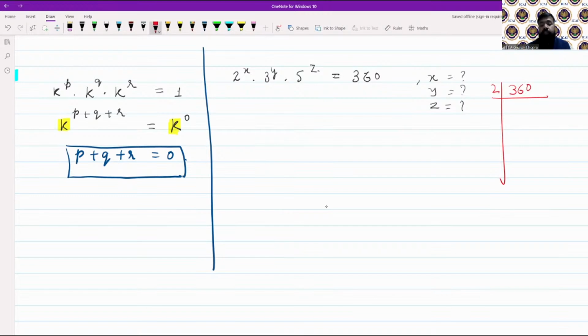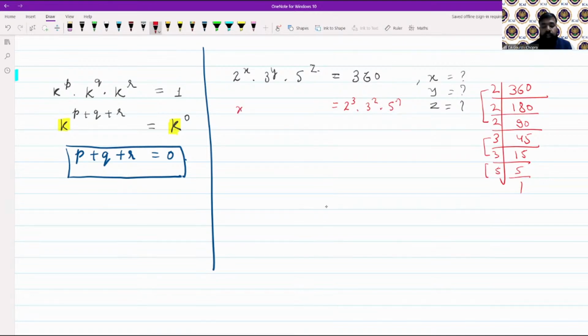Since it is an even number, divide by 2: 180, again divide by 2: 90, again by 2: 45. Now we cannot divide by 2. Let's try with 3. 45 upon 3 is 15. 15 upon 3 is 5. And now 5 is a prime number, so it will be divisible by 5 only. So finally, we can write this in the form of 2 cube, 3 square, and then 5. So 360 can be written as 2 cube, 3 square, and 5 to the power of 1.